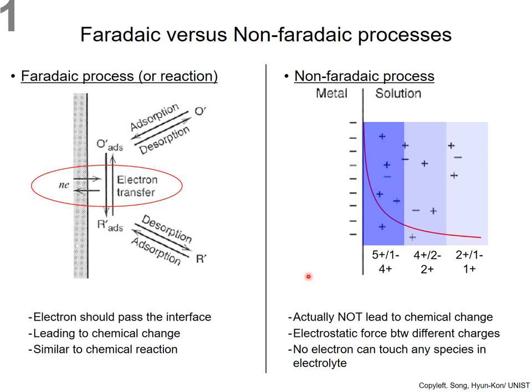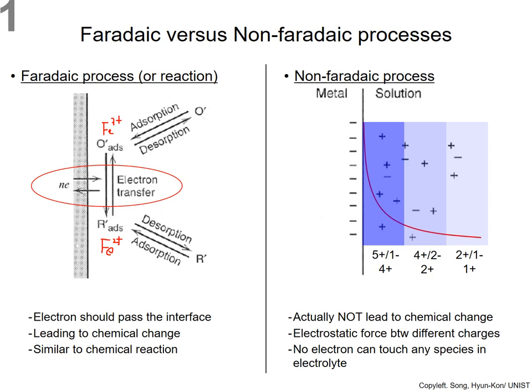Okay, so it's time to talk about the difference between Faradaic processes and non-Faradaic processes. Faradaic processes, or Faradaic reactions, are just reduction or oxidation. Reduction or oxidation is the Faradaic process. In the Faradaic process, electrons should pass the interface from electrode to electrolyte, or from electrolyte to electrode. So let me talk about Fe3+ and Fe2+. This is the Fe3+. This is the Fe2+.